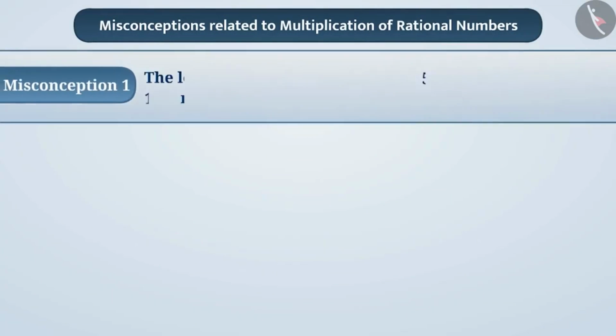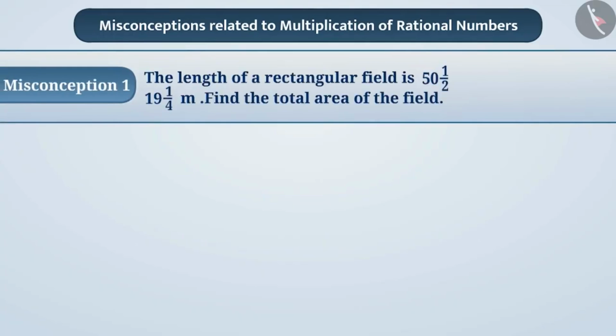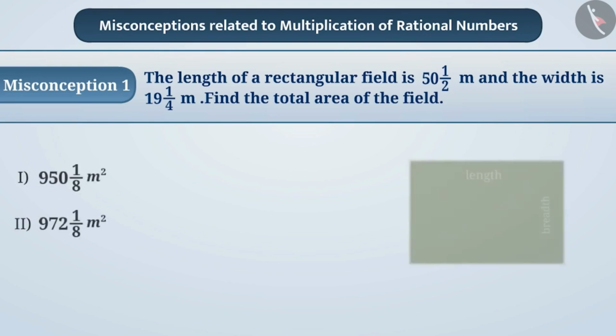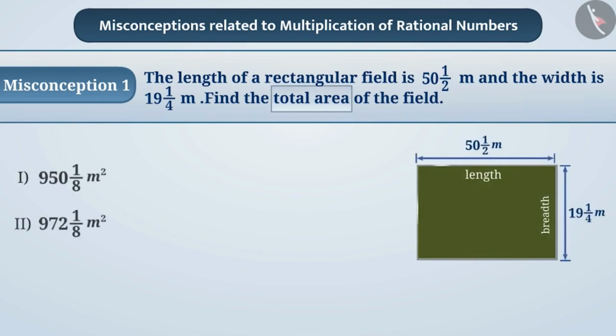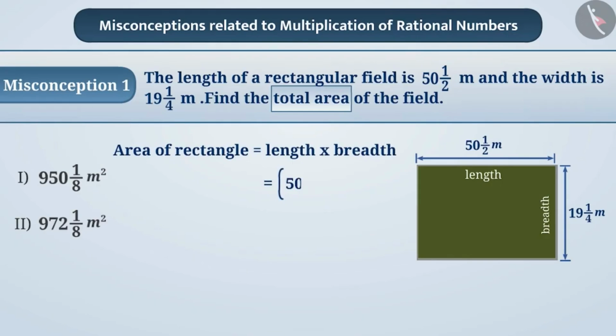Misconception 1. The length of a rectangular field is 51 by 2 meter and the breadth is 19 1 by 4 meter. Find the total area of the field. Here, we will have to find the total area of the rectangular field. Area of the rectangle is equal to length into breadth, which is equal to 50.5 into 19 1 by 4 meter square.